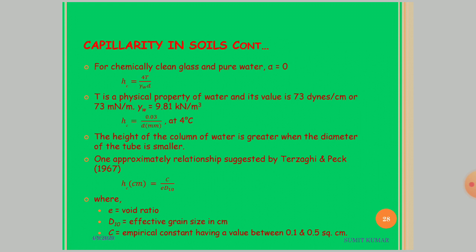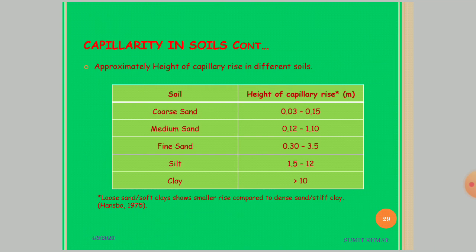One approximate relation suggested by Terzaghi and Peck is hc is equal to C by e into D10, where e is the void ratio, D10 is the effective grain size, and C is an empirical constant. The height of capillary rise for different types of soil is given in this table.